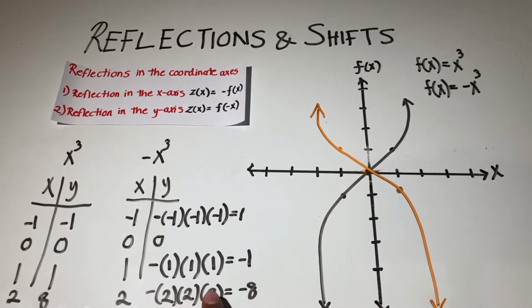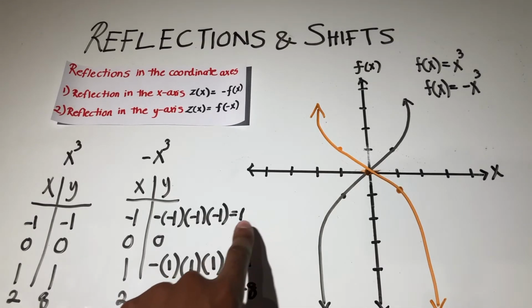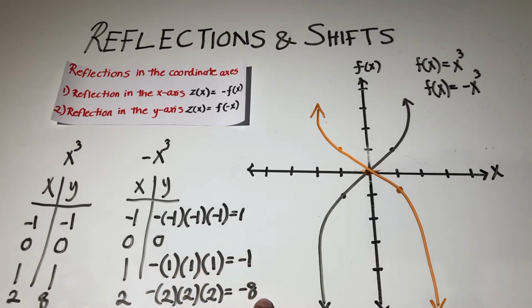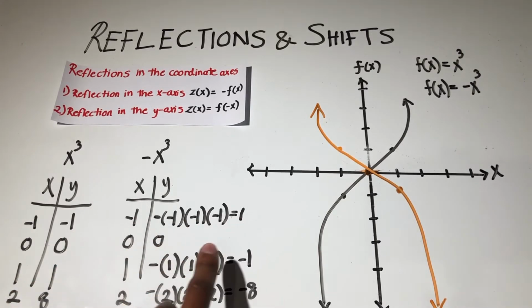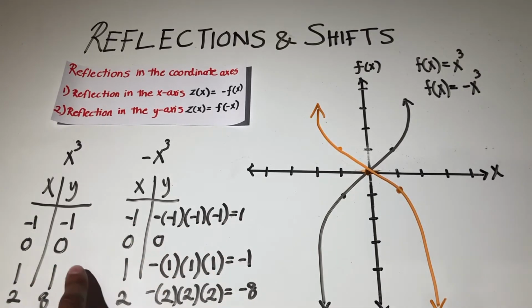See how the points are kind of reversed here. We have negative 1, 0, 1, and 8. Notice how each sign here is different. We had negative 1 here, we have 1 here. We have 0 and 0. We have 1 here, but we have negative 1 here. And we have 8 here, but we have negative 8 here. So you kind of get the point. Let's do another example.